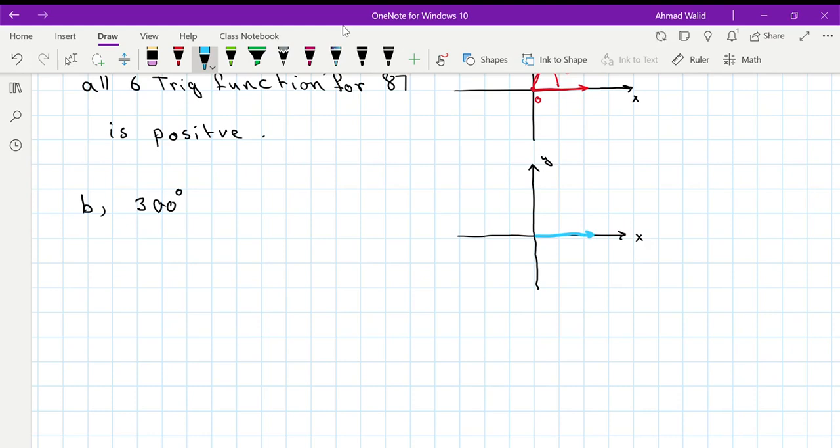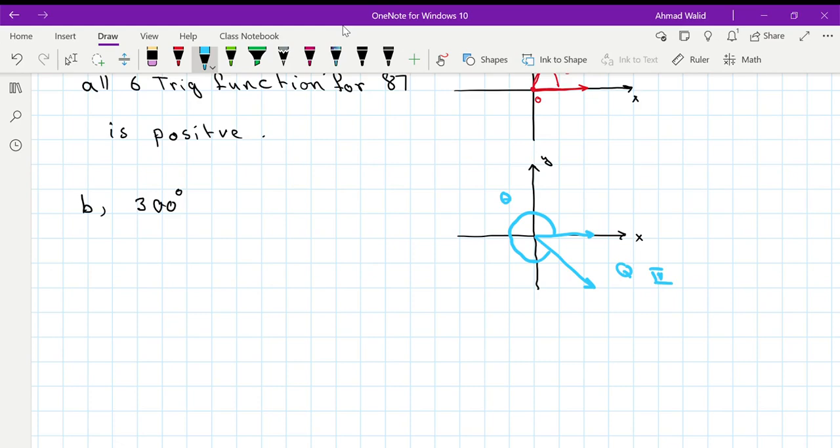Positive 300. If you go to here 90, come here 180, go here 270. 300 will come in quadrant where? In quadrant 3 actually. Correct? This is your theta. Your angle lies in quadrant, not 3, sorry, quadrant number 4. Correct? In quadrant number 4.